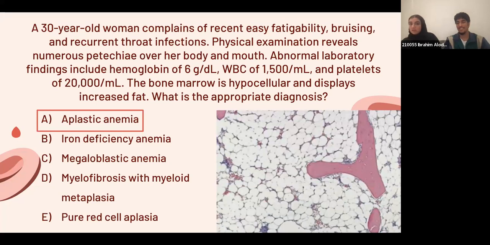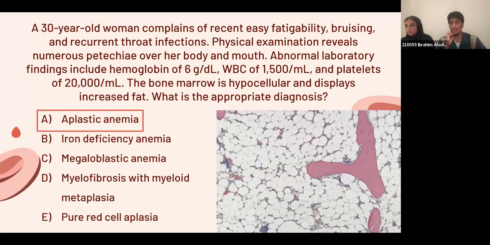WBC is 4 to 11,000, so 1,500 is obviously low. Platelets is 150 to 400,000, so 20,000 is very low. And then this woman is low in everything. So she has aplastic anemia. If you see that alone, that itself is pancytopenia. So all your cell lines are low, which is a feature of aplastic anemia.